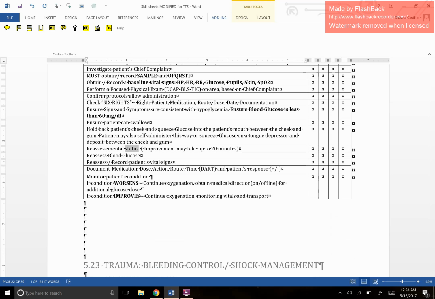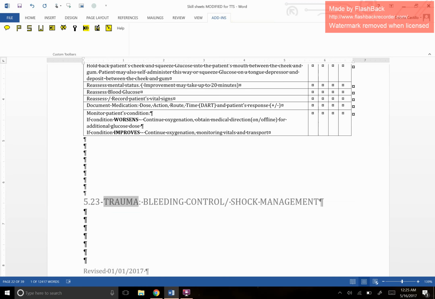Reassess mental status. Improvement may take up to 20 minutes. Reassess blood glucose. Reassess and record the patient's vital signs. Document medication, dose, action, route, time, DART, and the patient's response, plus or minus. Monitor the patient's condition. If condition worsens, continue oxygenation and obtain medical direction, on or offline, for an additional glucose dose. If condition improves, continue oxygenation, monitoring vitals, and transport.